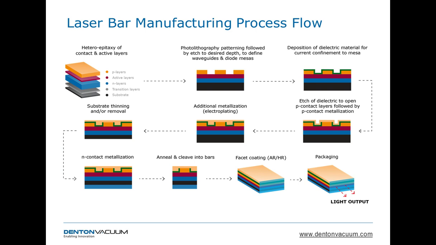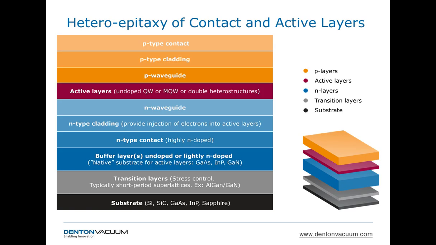We start with the process of heteroepitaxy for the contact layers and the active layers. And looking a little bit more in the detail, we see just as much of a variety in the active layer structure as in the devices themselves. We typically start with a substrate: silicon or silicon carbide, gallium arsenide, indium phosphide, sapphire. Variety is great. Often we do transition layers for stress control, and sometimes they can be short period superlattices.